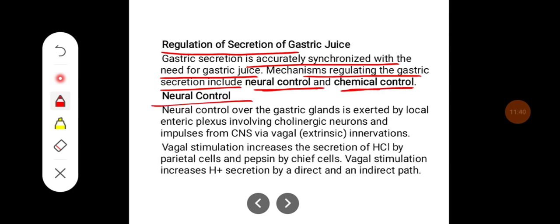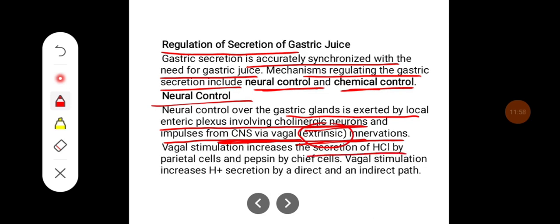Neural control. Neural control over the gastric gland is exerted by the local enteric plexuses involving cholinergic neurons and impulses coming from the central nervous system via vagal innervation. So that forms the extrinsic nervous system. Vagal stimulation increases the secretion of HCl by parietal cells and pepsin by chief cells.